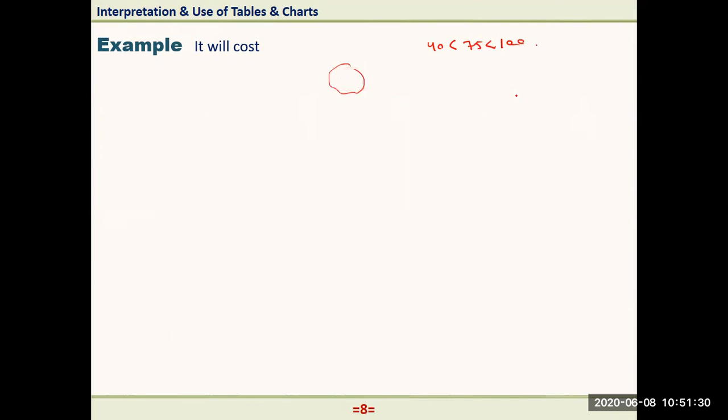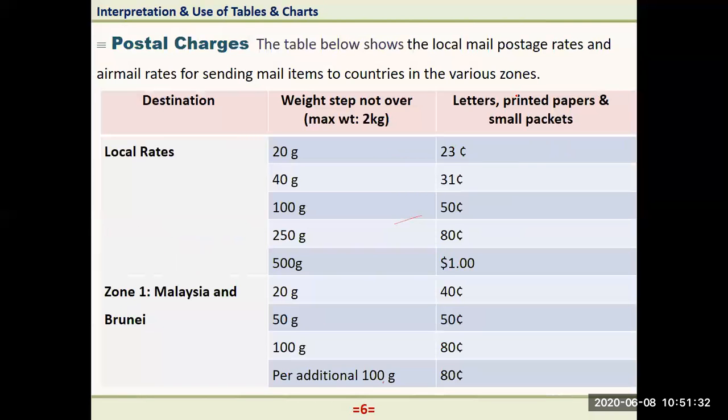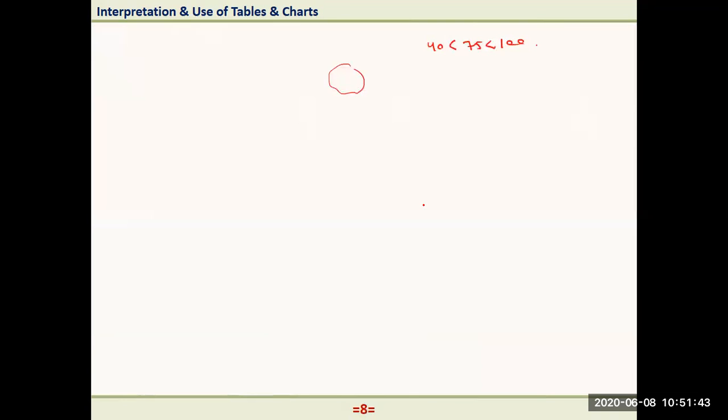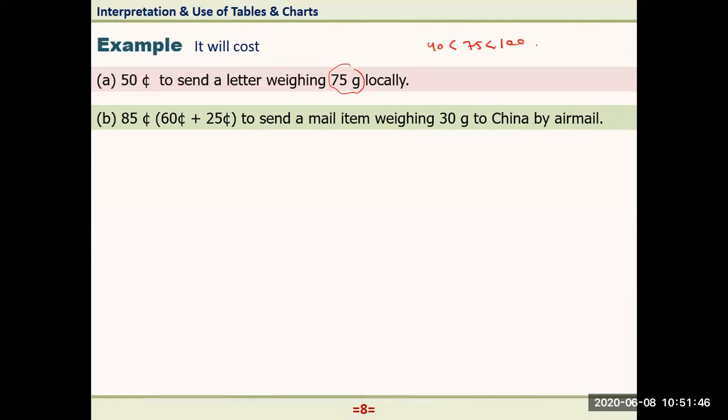In the table, let me just go back. As you see here, it says 100. What does it mean? 50 means if it is between 40 and 100, we have to pay this amount. Okay? That's why here it is 75. For 75 grams, we have to pay 50.